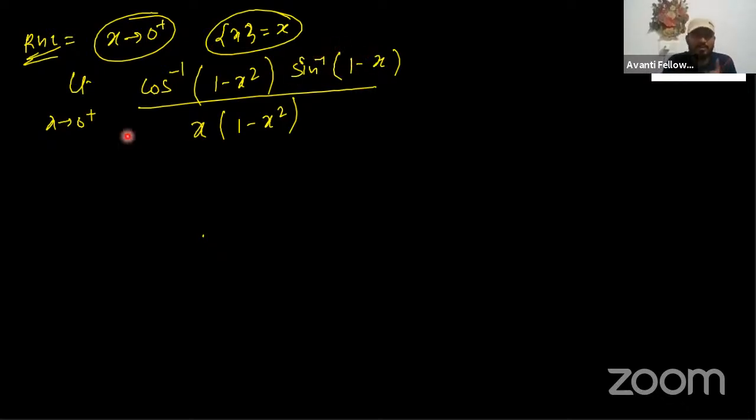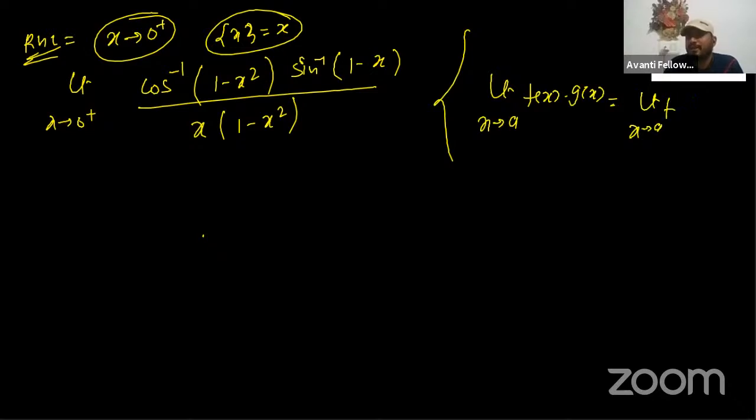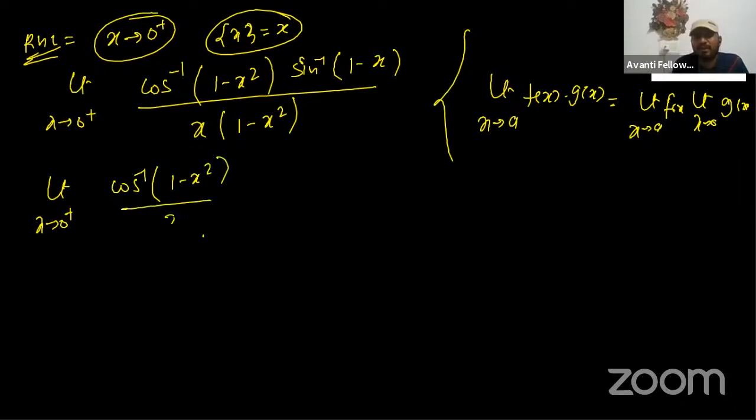This function has no problem. If you remember, let me show you one more property: limit x tending to a of f of x into g of x can be written as the limit of f times the limit of g. You can apply the limit individually to both. So first of all, I am splitting this: limit x tending to 0 positive, cos inverse of 1 minus x square upon x, times sine inverse of 1 minus x upon 1 minus x square.